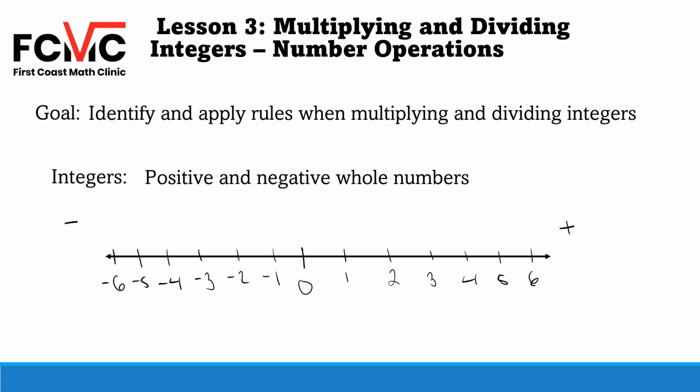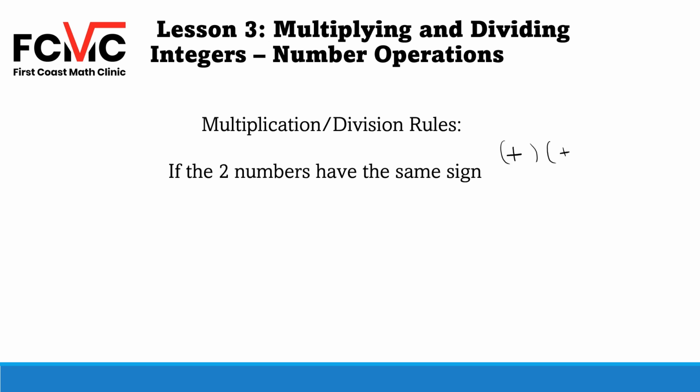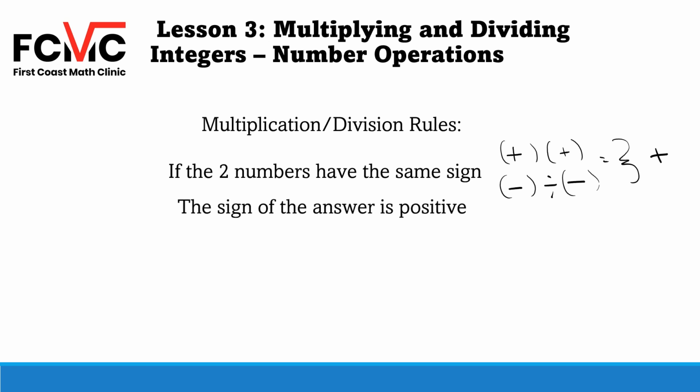So let's go through some of our rules when we're multiplying and dividing integers. Let's go through our multiplication and division rules. So our first rule is if the numbers have the same sign. So let's say we've got like a positive times a positive, or a negative divided by a negative, right? Because we're multiplying or dividing, the sign of both of these answers is going to be a positive value. So the sign of our answer is going to be positive if our two numbers have the same sign.